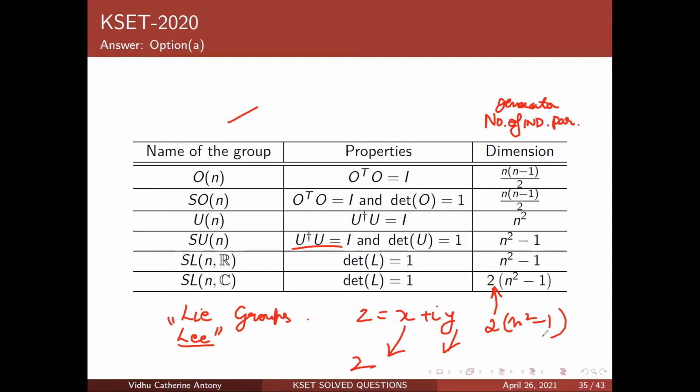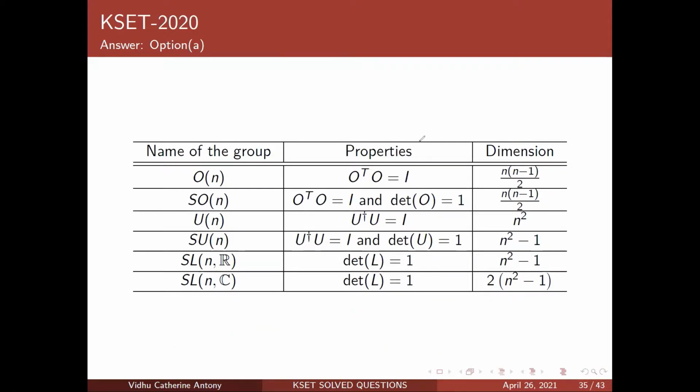Okay, so this is a very easy way to remember this, and then you can evaluate it for anything that's there. If you remember this table, you can evaluate it for any value of n. You can evaluate it for any particular group, because I don't think they're going to ask you more than this set of Lie groups.